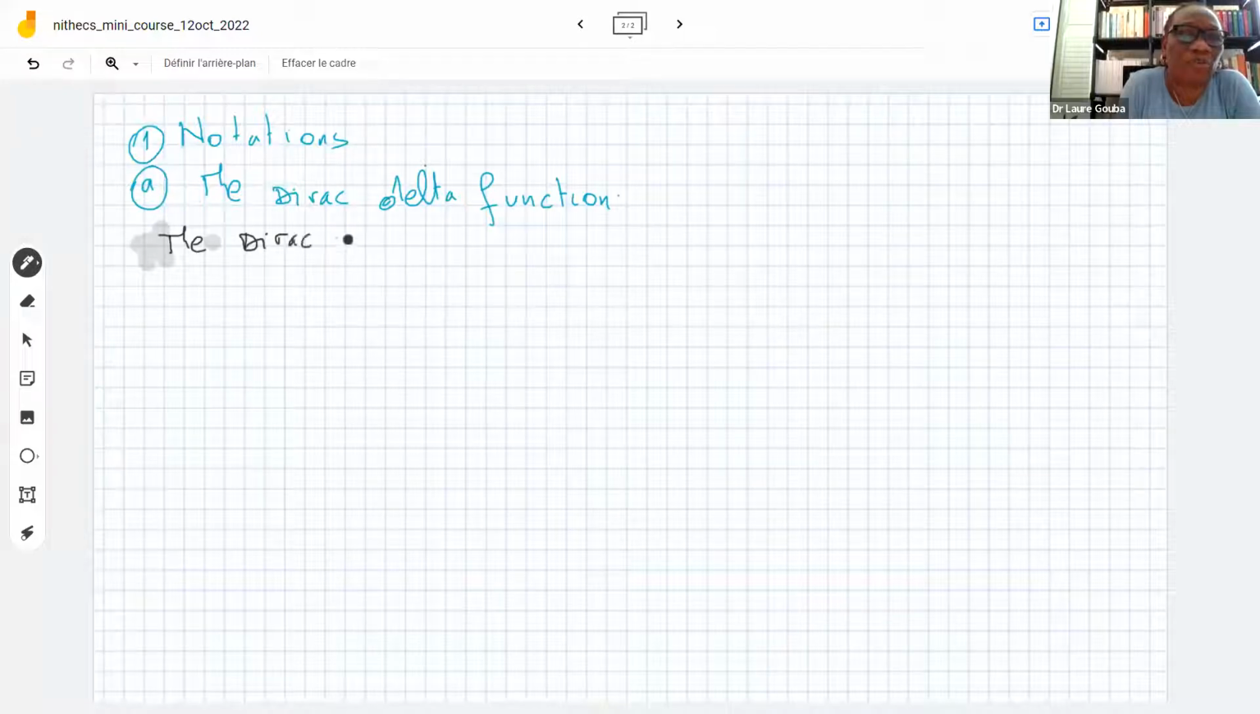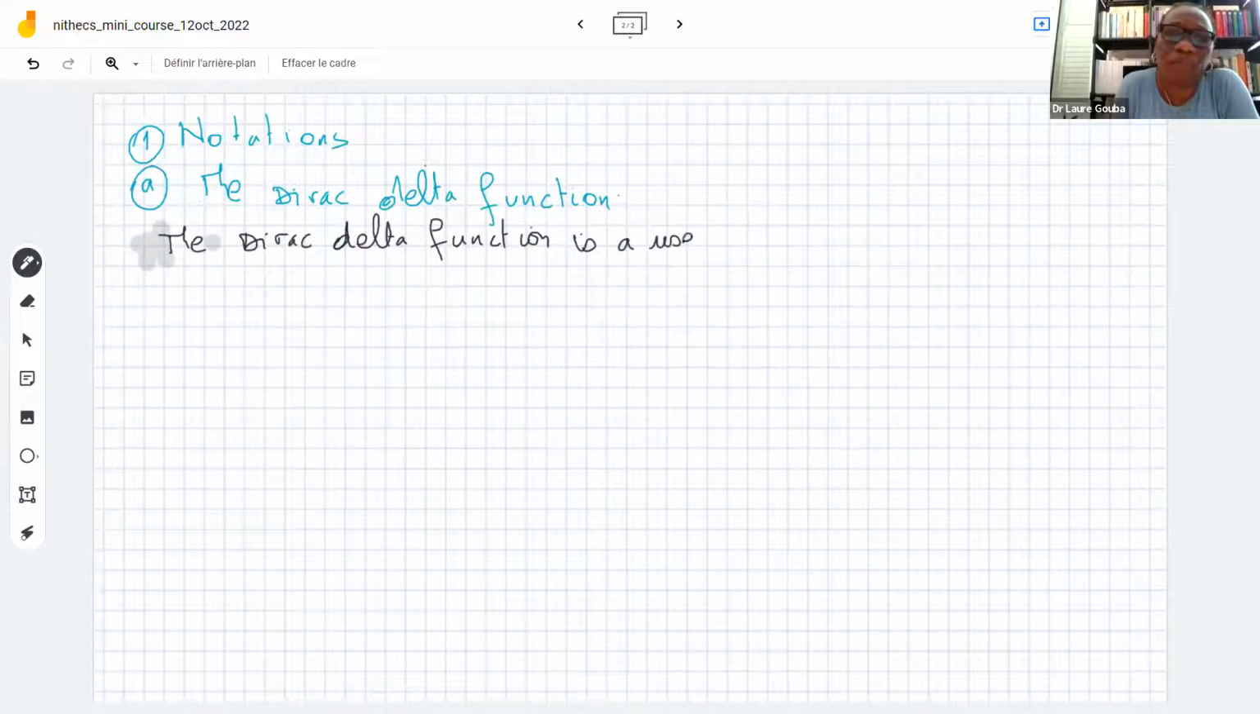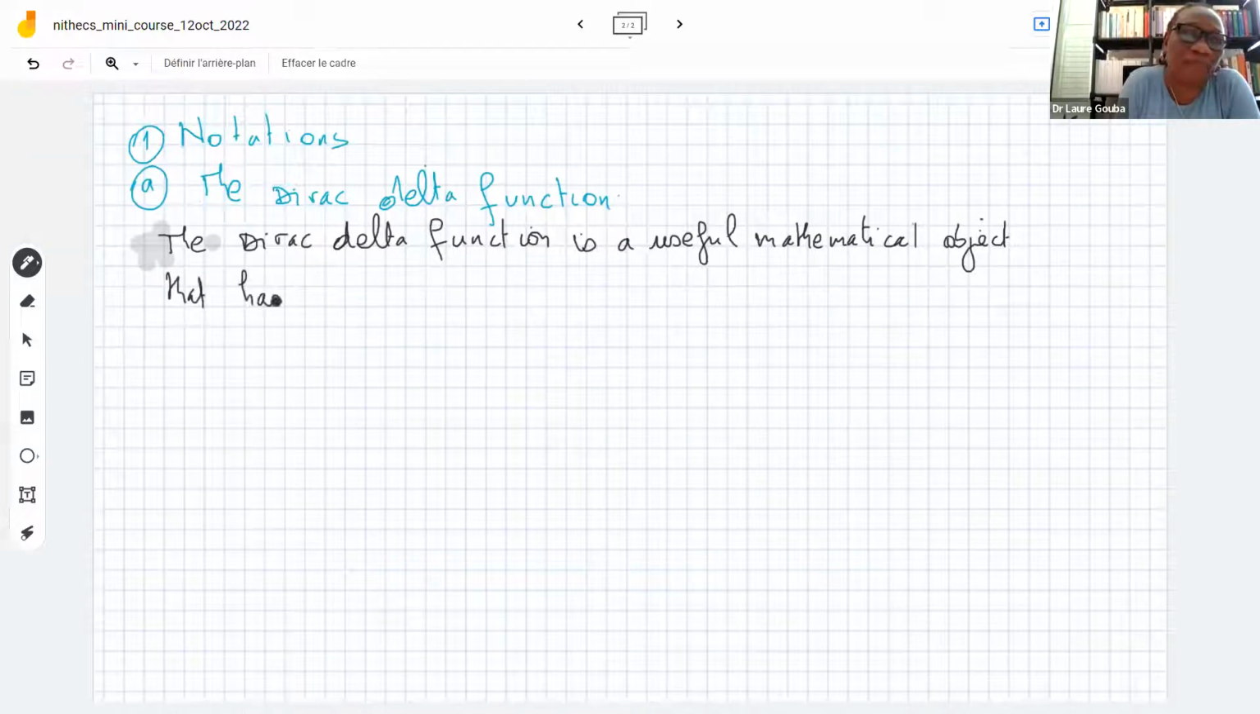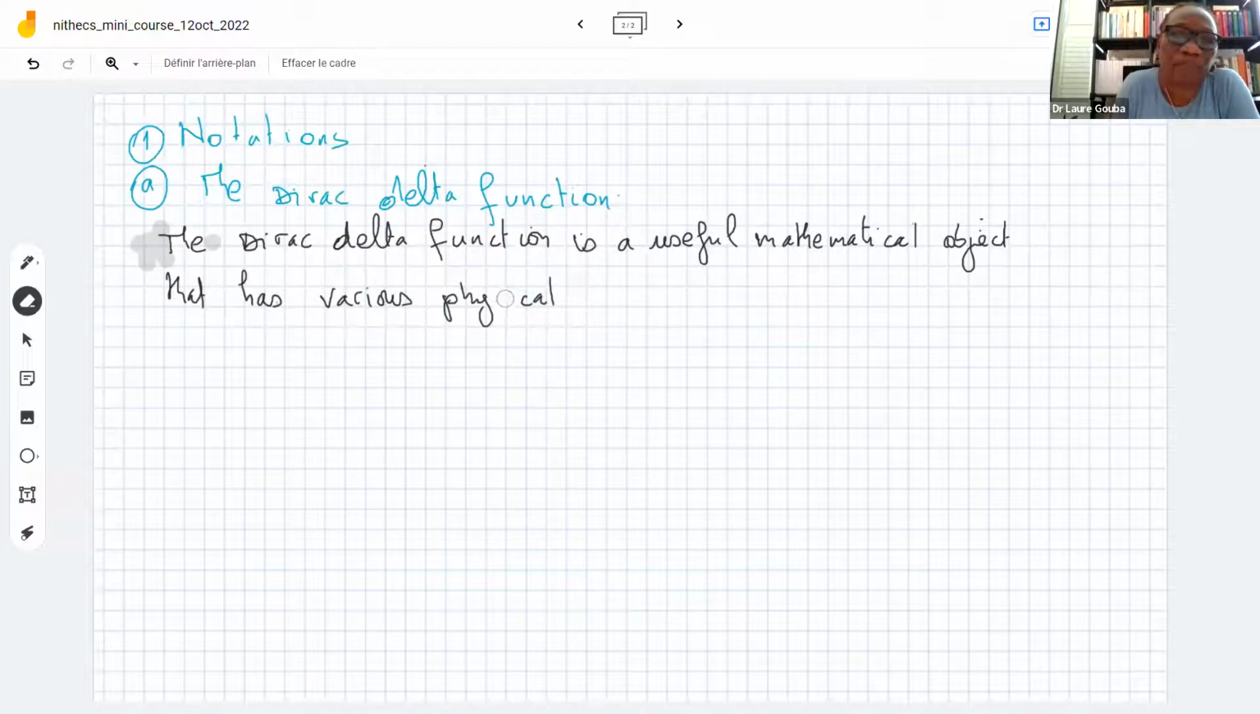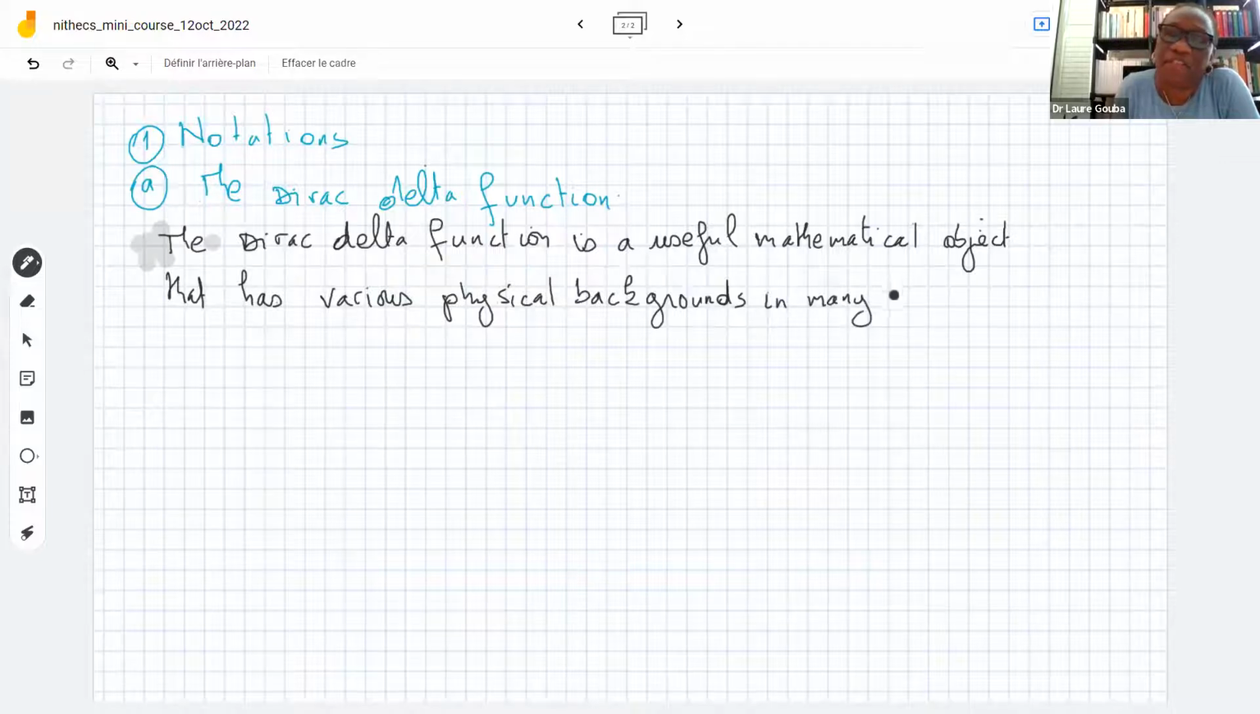The Dirac delta function is a useful mathematical object that has various physical backgrounds in many different disciplines.